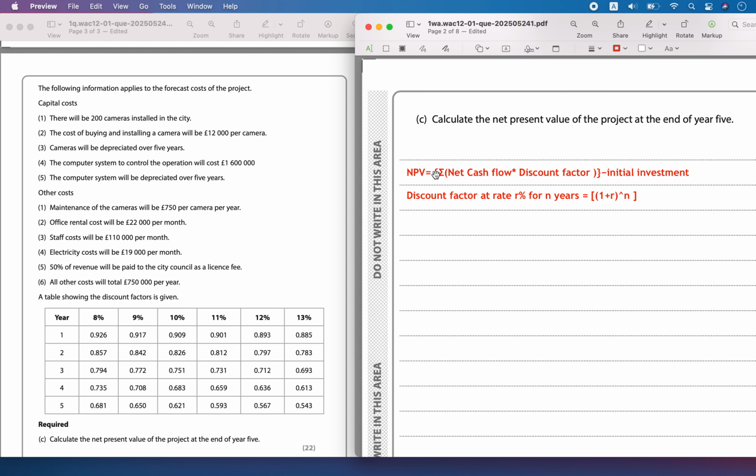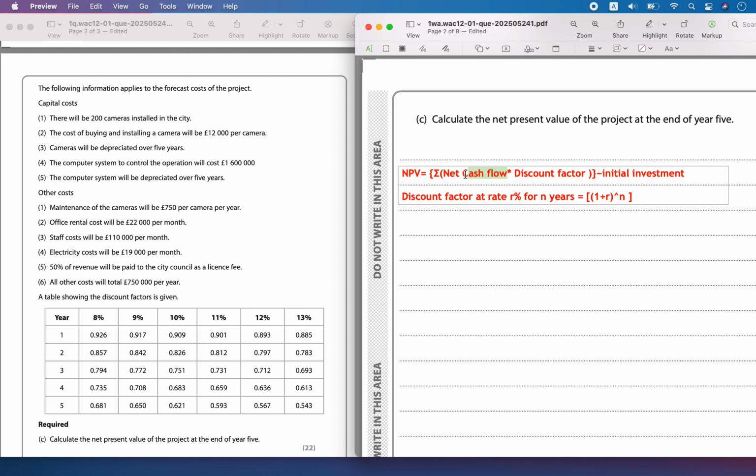The formula for NPV is: the net present value of any investment you are going to do is the sum of the net cash flow that is happening within the company times the discount factor. That's how you will calculate the net present value. If it is positive, it is a good investment. Otherwise, if it is negative, you are not supposed to invest, as it might result in a loss. So now let's calculate the net present value.